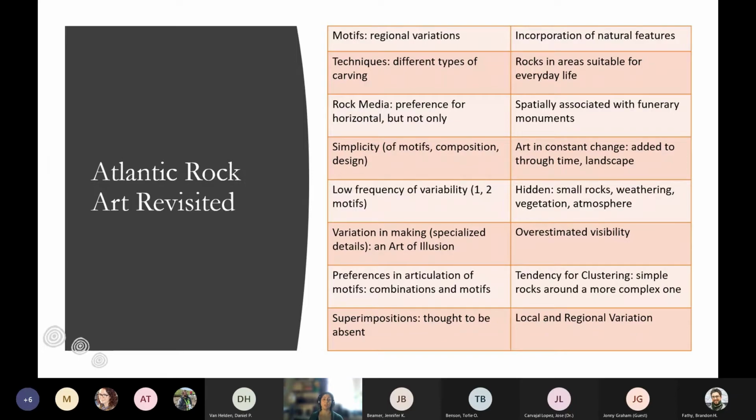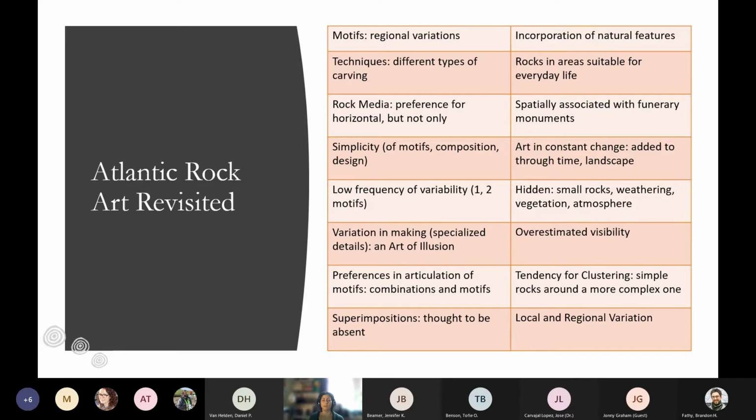So this takes me to this idea of a revision of Atlantic rock art. So what does this all tell us about Atlantic art? In general, there is this coherent idea of rock art across the Atlantic seaboard, but there are local and regional variations as well. So we only have carved motifs. In general, the carvings are very simple. The motifs are often carved in small and inconspicuous rocks. We have a very small number of motifs carved on any one surface, with very few exceptions. There's a low frequency of carved motifs per rock.